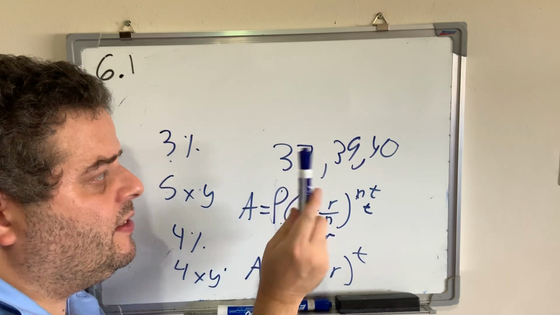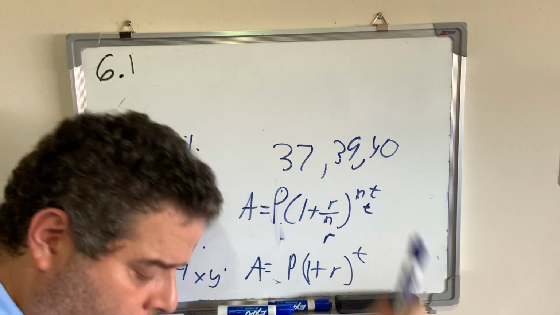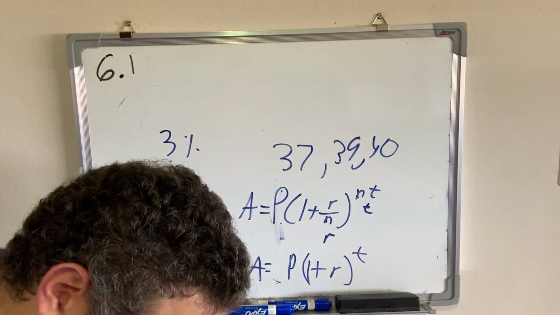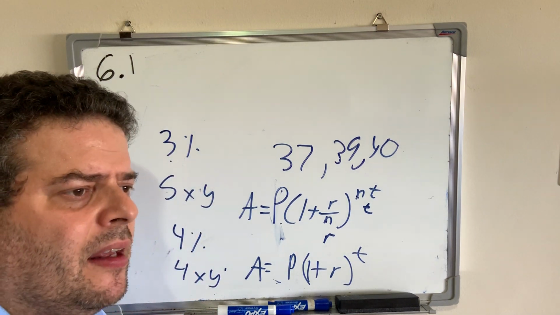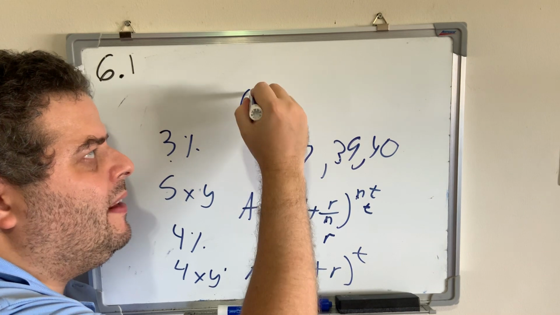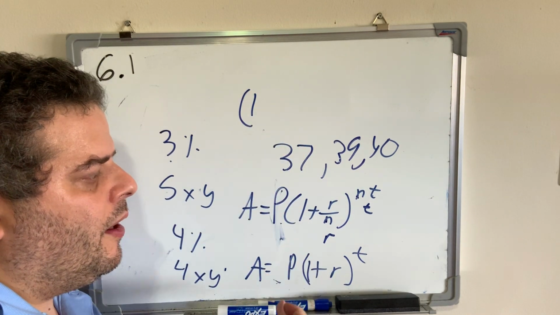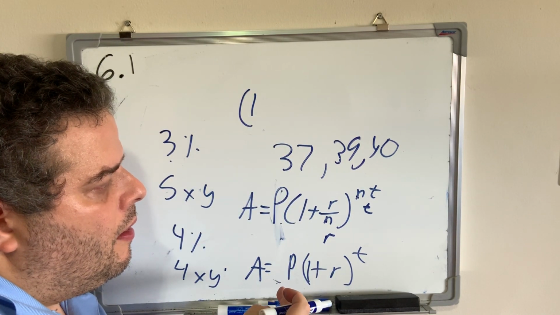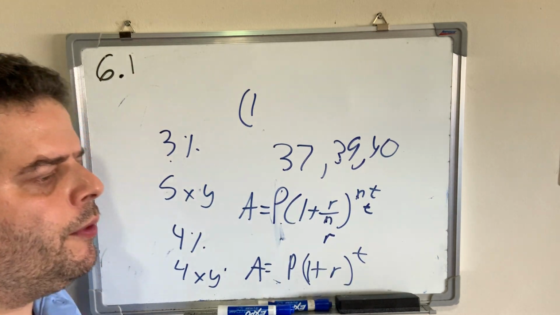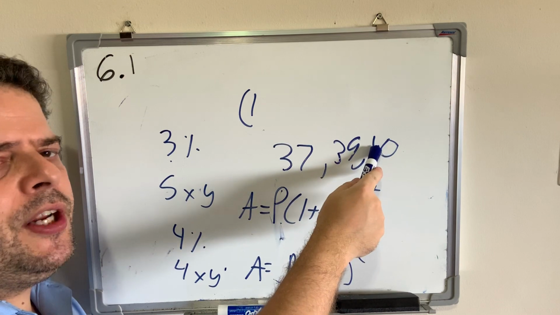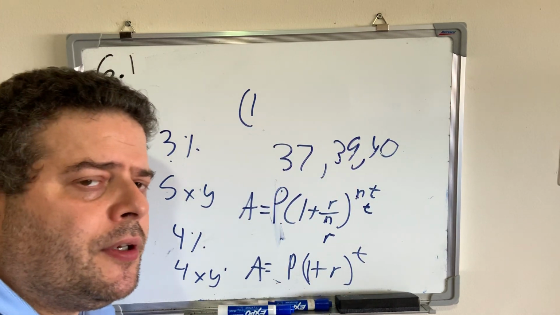So again, exercises 37, 39, 40. When they tell you, please give me the model, that's pretty much writing the formula and plugging in the numbers that you have. Pretty simple, straightforward. 37, 39, 40 homework and the 2 problems I put on the board.